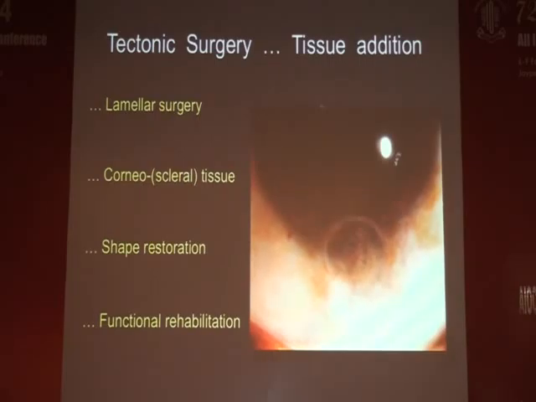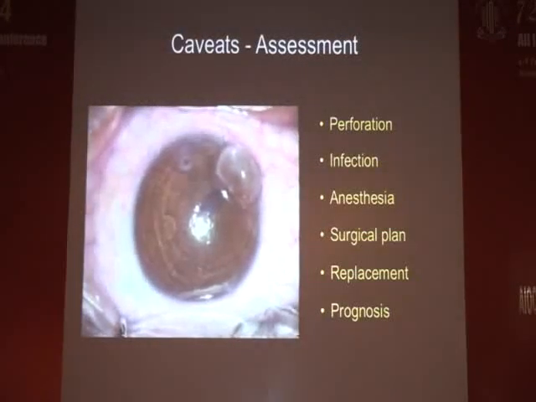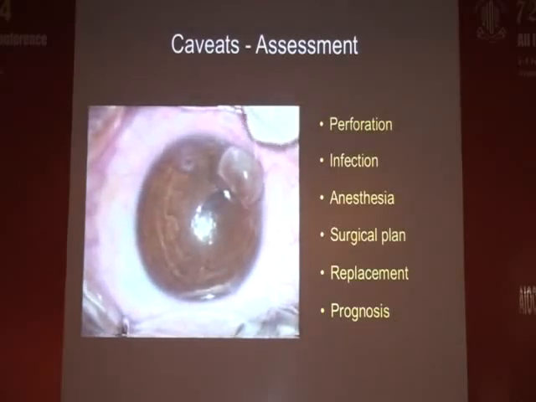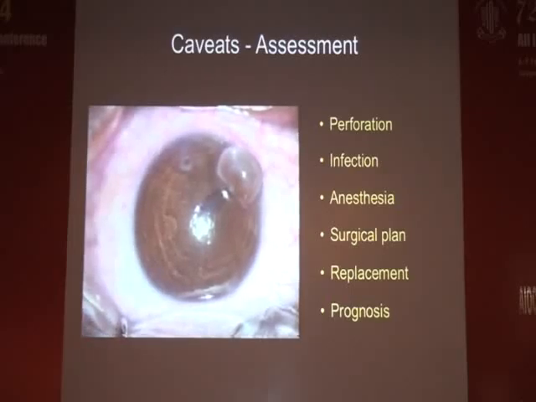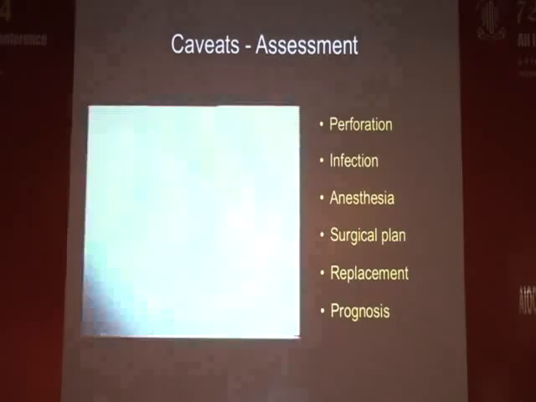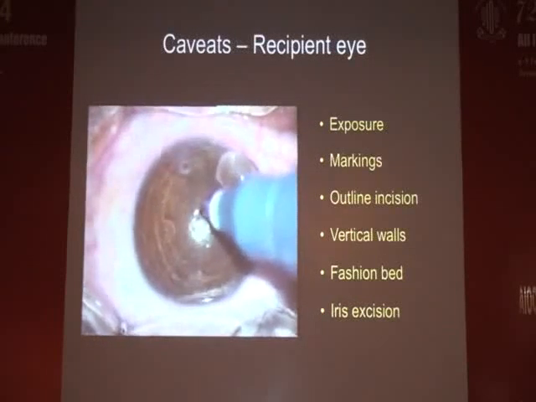You could use corneoscleral tissue, and this results in shape restoration, and the function is preserved because we are operating on the periphery without impacting on the visual center. The principles of such surgery would include an assessment of the perforation itself, looking for whether there is infection or not. You need to plan your anesthesia and the actual surgical approach, the tissue that you're going to use for replacement, and all of this will help you offer a prognosis to the patient.